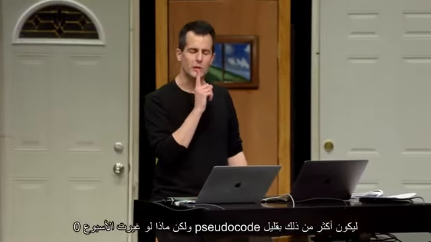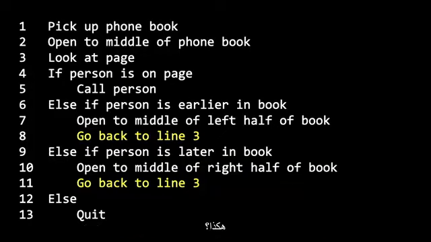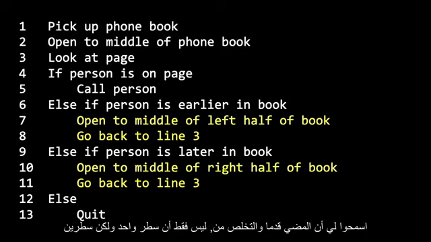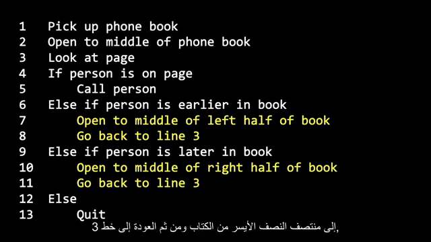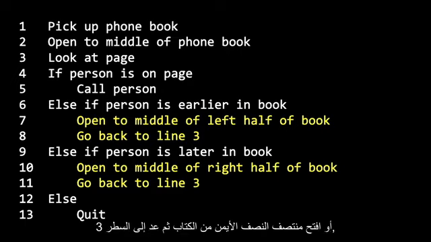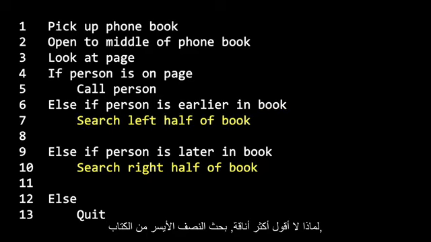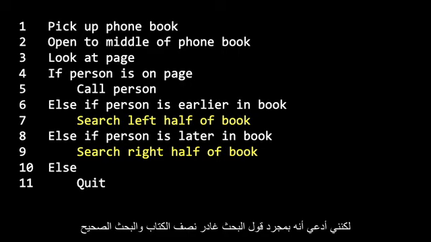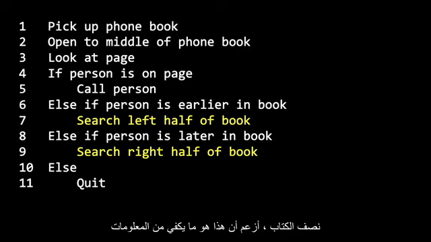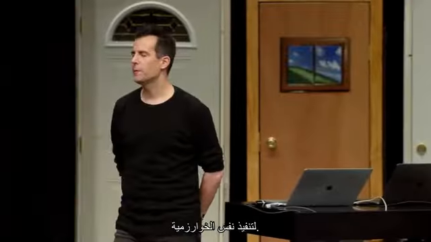But what if I changed week 0 pseudocode to be a little more like this? Let me go ahead and get rid of not just that one line, but 2 lines in both of those conditions. And let me quite simply say, instead of open to the middle of the left half of the book and then go back to line 3, or open to the middle of the right half of the book and then go back to line 3, why don't I just more elegantly say, search left half of book, search right half of book. Now, immediately, I can shorten the code a little bit, but I claim that by just saying search left half of book and search right half of book, this is enough information to implement the very same algorithm.